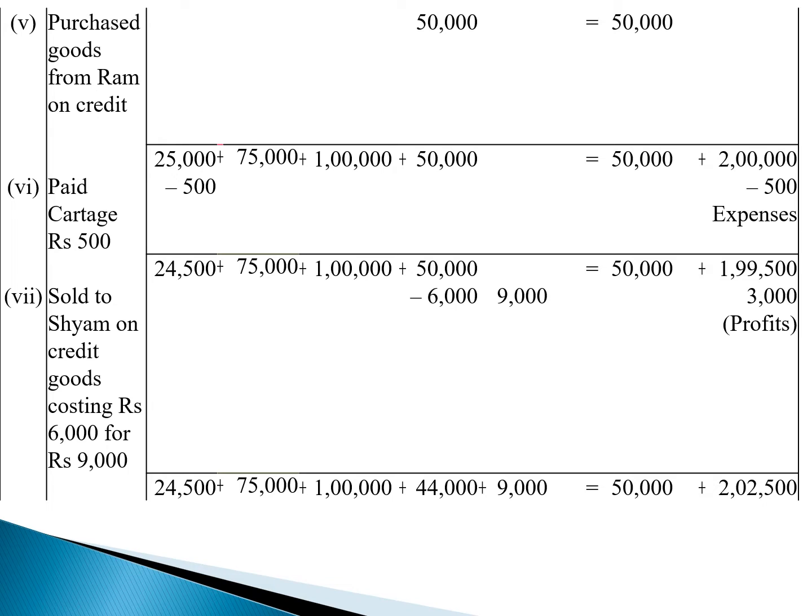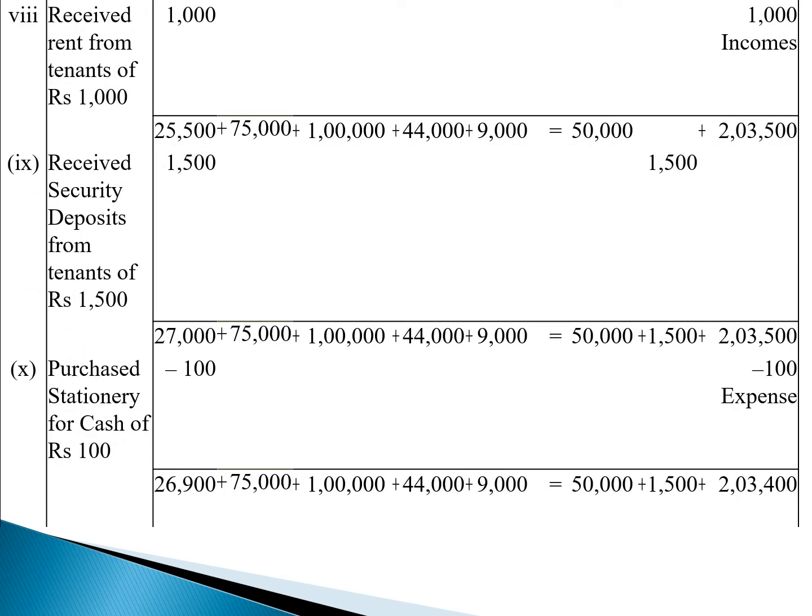Next transaction, sold to Shyam on credit, goods costing rupees 6,000 for rupees 9,000. So 6,000 is reduced from stock, 9,000 is shown under debtors and the profit 3,000 is added to the capital. Coming to the next transaction, rent received 1,000 rupees, that is shown under cash and also under capital as income. Next is security deposits. 1,500 is added in cash and the same 1,500 is shown under liability as security deposits.